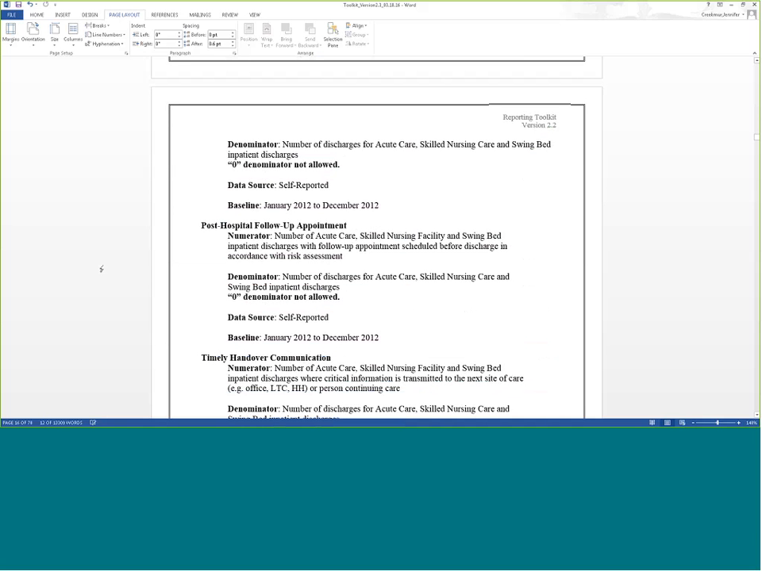The next measure is post-hospital follow-up appointment: the number of acute care, skilled nursing, and swing bed inpatient discharges with follow-up appointments scheduled before discharge in accordance with risk assessments. When you look at risk assessment, it depends on what tool you use. We do have in our resources the LACE tool, but I'm unsure what every hospital uses for their tool. Those all should indicate how many days the patient should be seen. So the measure says inpatient discharges with follow-up appointment before discharge in accordance with the risk assessment.